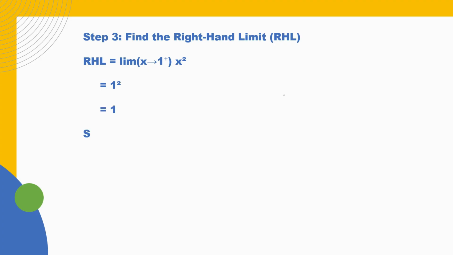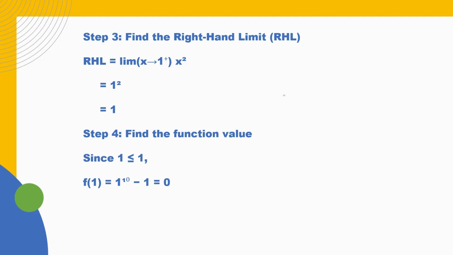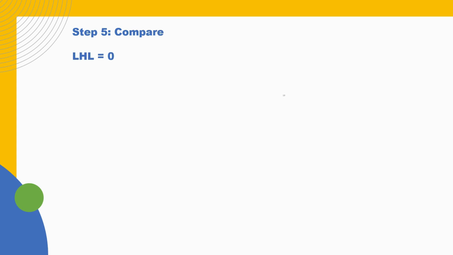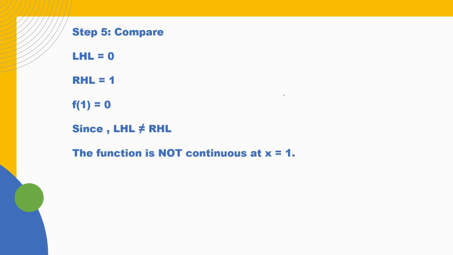Now the function value. Since 1 satisfies x less than or equal to 1, we use the first expression. Again, the value is 0. Finally, compare all three values. The left-hand limit is 0, while the right-hand limit is 1, and the function value at 1 is equal to 0. Since the left-hand limit and right-hand limit are not equal, the function is discontinuous at x equals 1. So the only point of discontinuity is x equals 1.